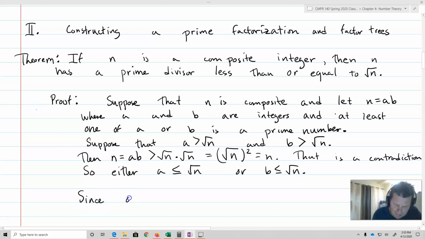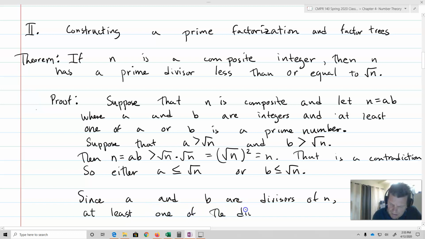Since a and b are divisors of n, at least one of the divisors of n is less than or equal to root n.